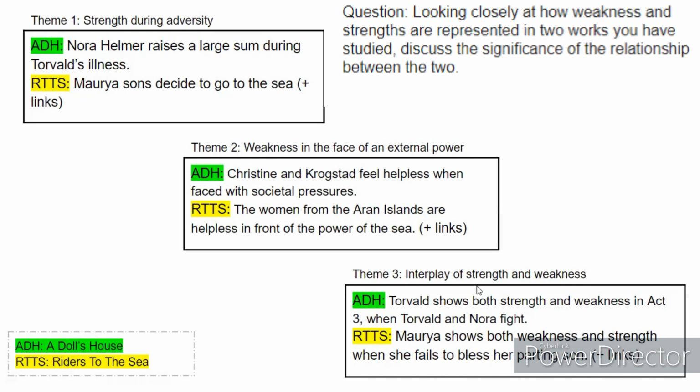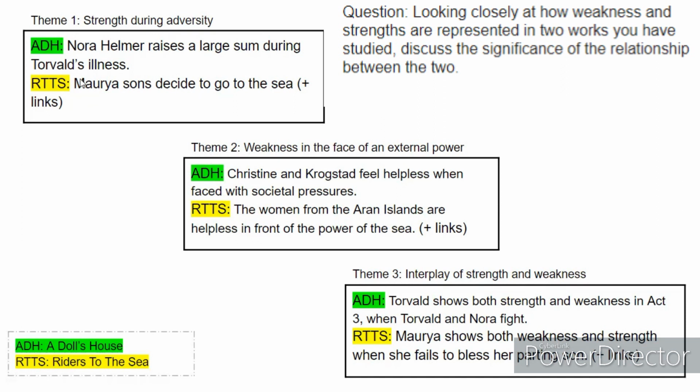In front of you are three rectangles. Each rectangle represents a new theme. Theme 1 is strength during adversity. Theme 2 is weakness in the face of an external power, while theme 3 is interplay of strength and weakness.